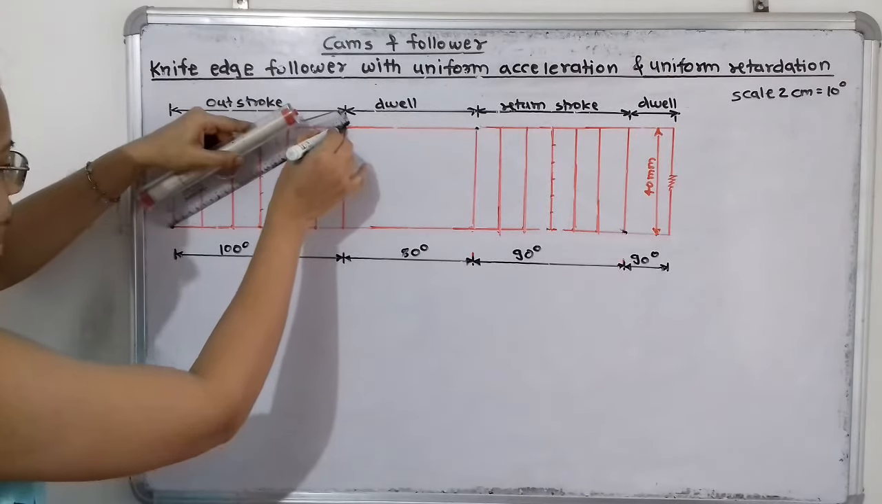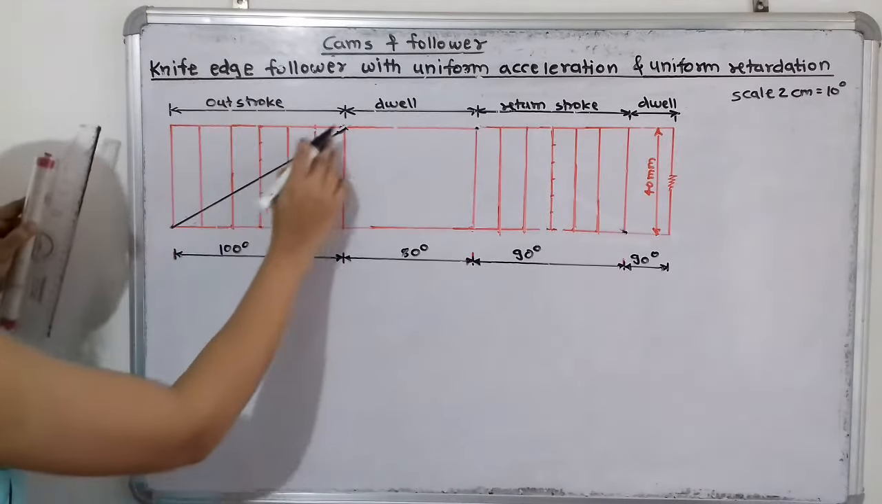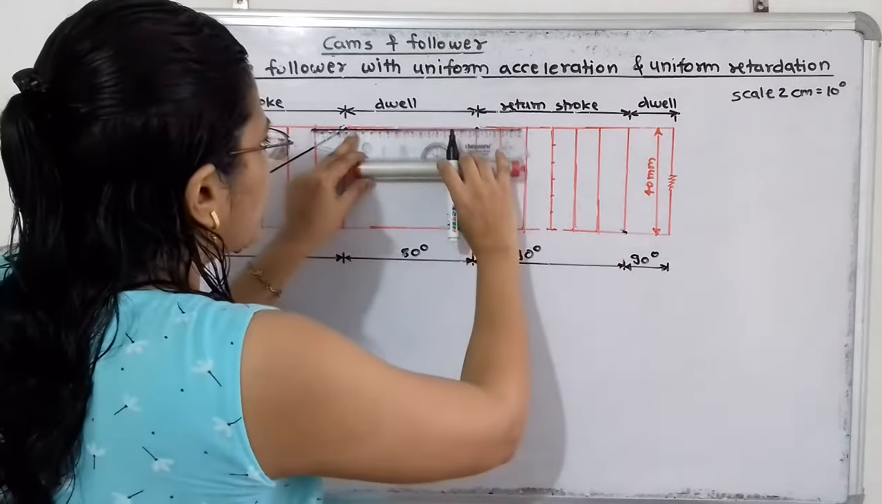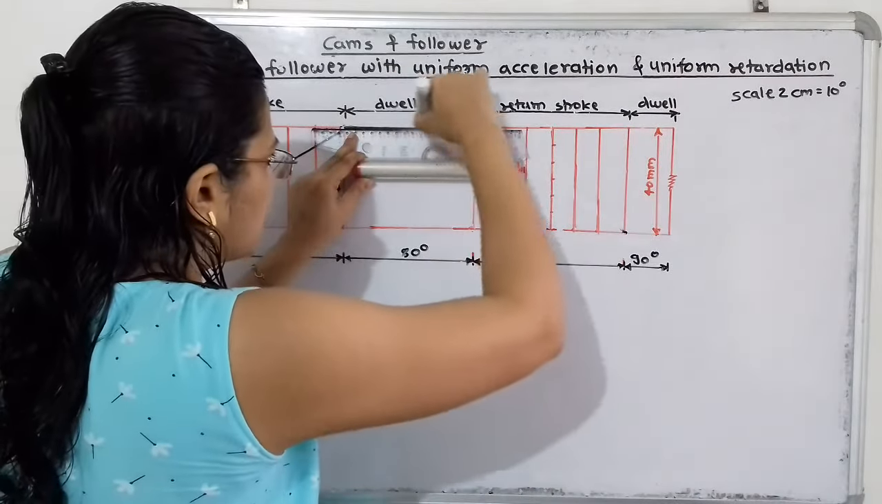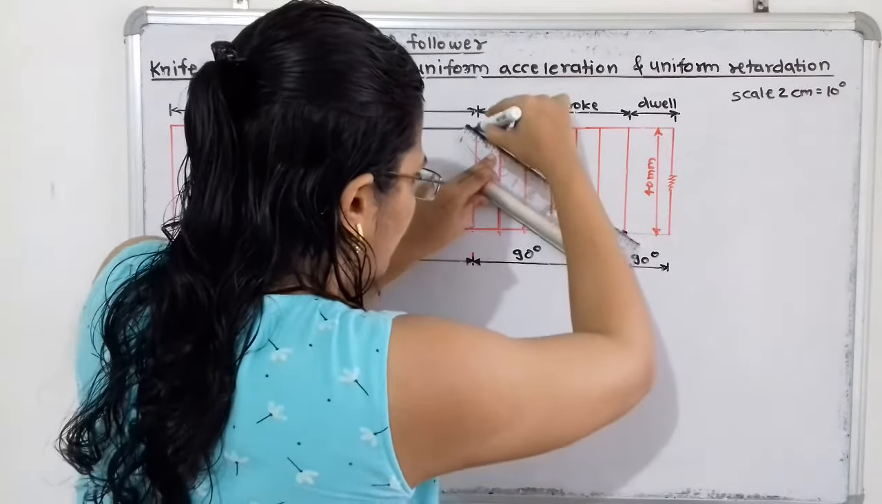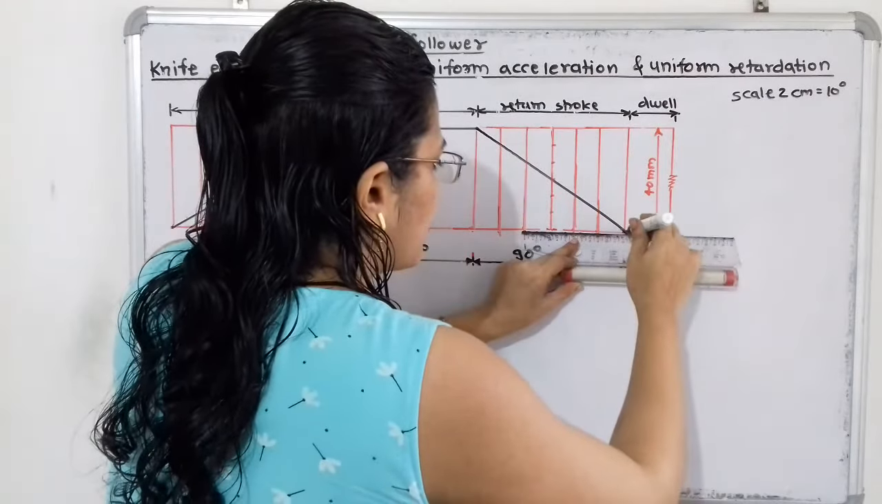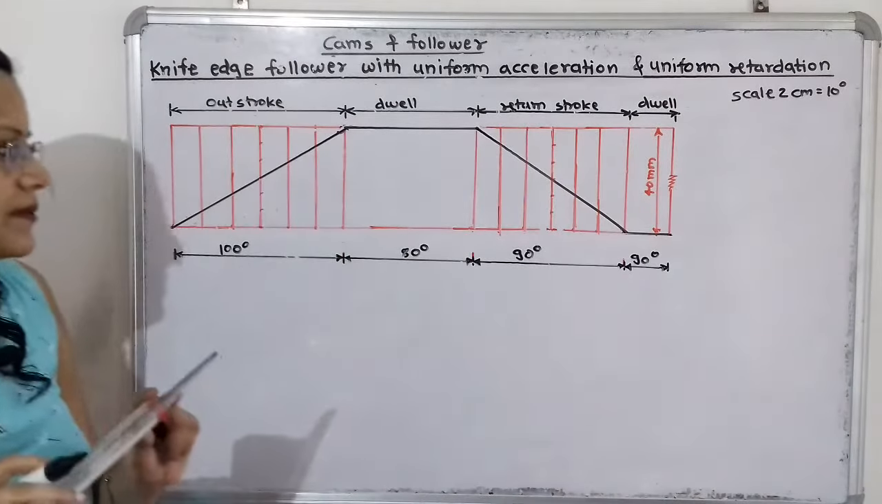So these corners, if we join, the line is passing through the middle point. So here is the middle point that we have selected. Then during the period of dwell it will remain constant, and again we will join here the opposite, and here also during the period of dwell it will remain constant.